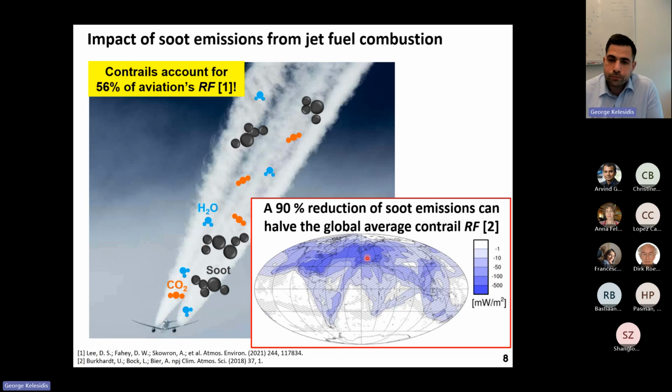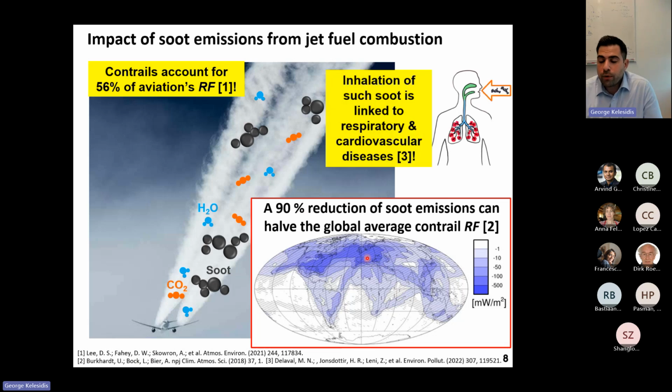Now, in addition to the climate effects of aircraft soot emissions, these nanoparticles are also very dangerous, very toxic for people working at the airports, as well as for communities living nearby, as these nanoparticles have been linked to respiratory and cardiovascular diseases.